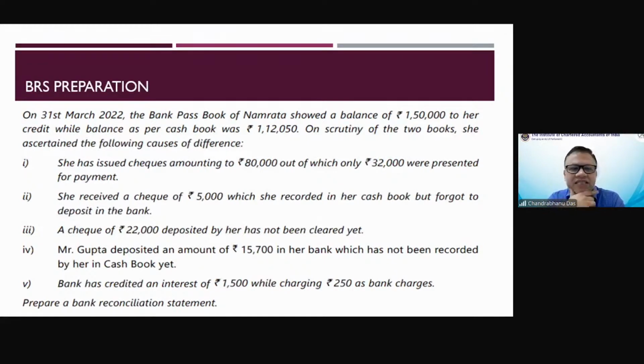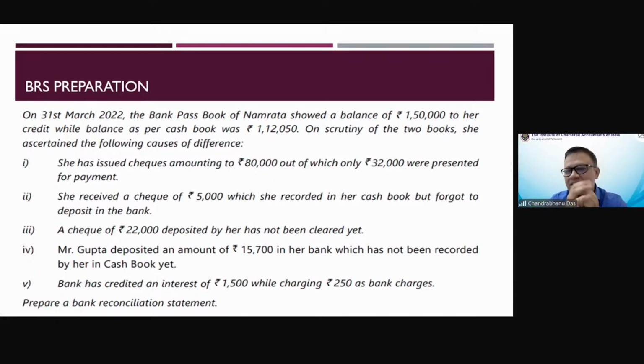We are showing a balance of 1,50,000 to her credit, while the balance as per cash book was 1,12,050. On scrutiny of the two books, she ascertained the following causes of difference. You can see here the date is 31st March 2022. Normally they will give this date because you will be preparing the BRS on this date. Now see it very clearly.